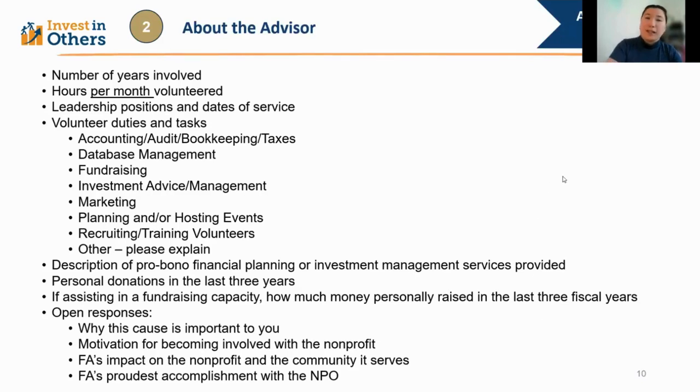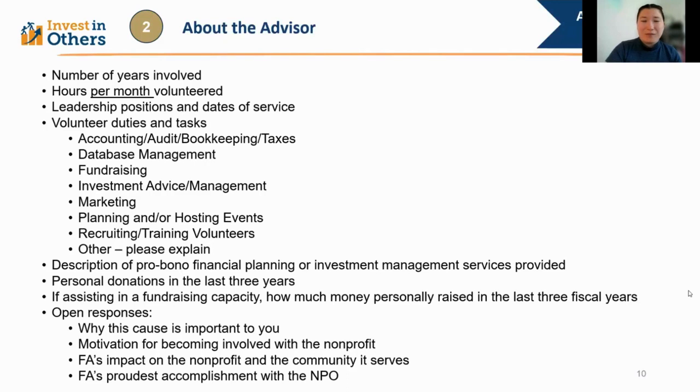We also look for leadership positions and dates of service. So say you've served on a committee or the nonprofit board, please provide that information as well as the duration of that term. And then in addition to that, volunteer duties and responsibilities. This is a drop-down field and you're able to select as many that fit the bill. So some of those include bookkeeping, marketing, fundraising. There's a wide variety of services you could provide to the nonprofit.